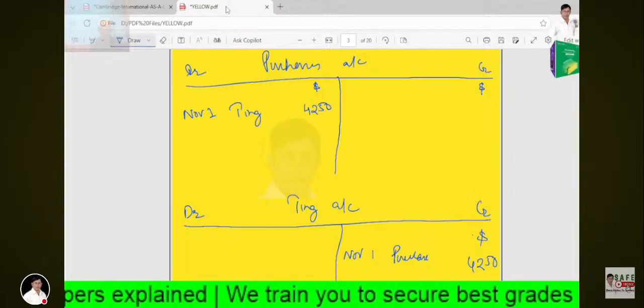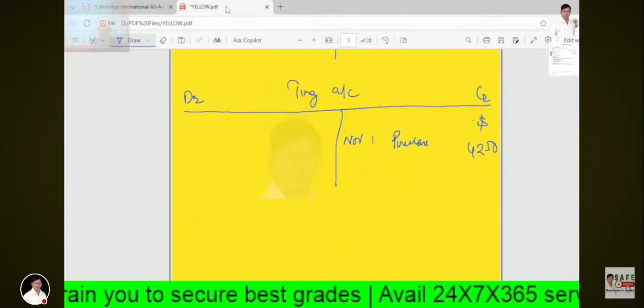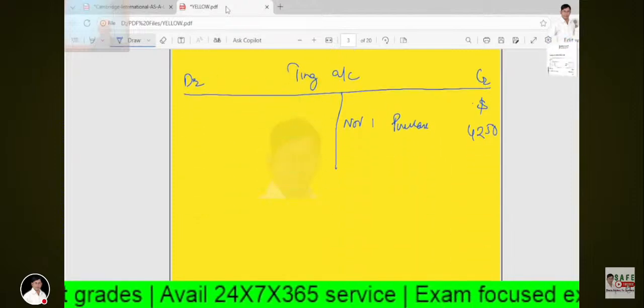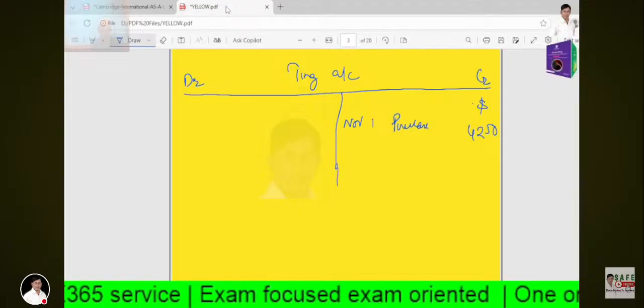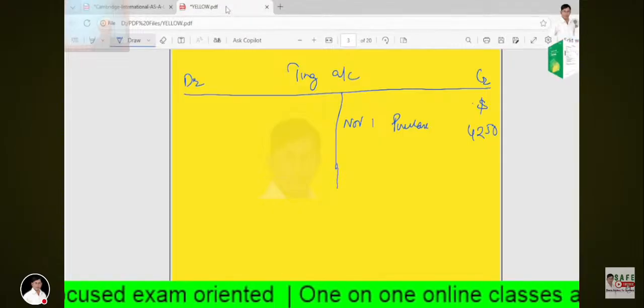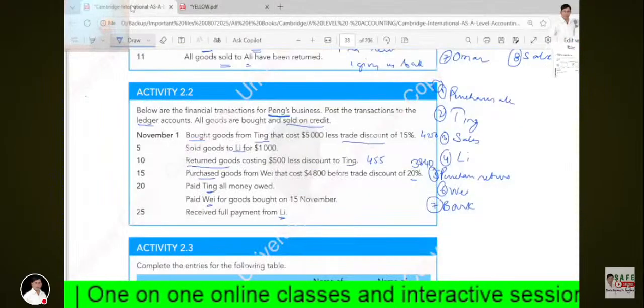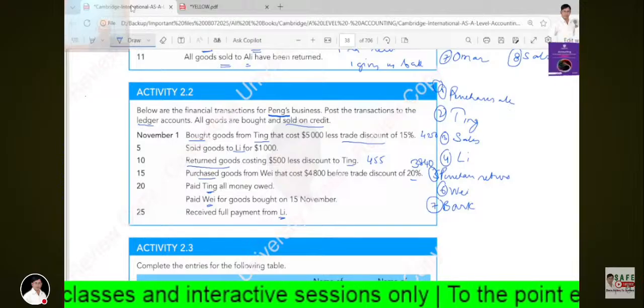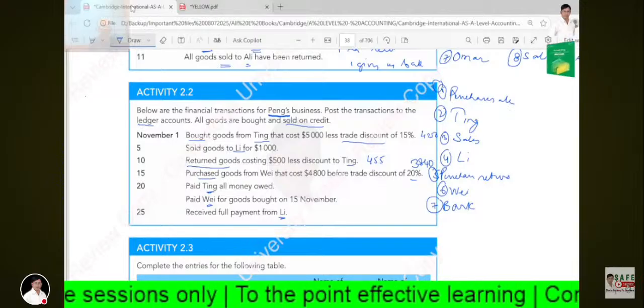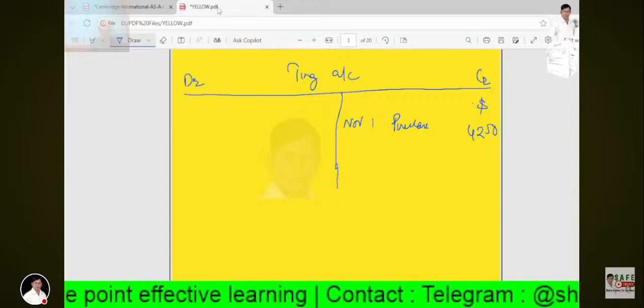So next. Sold goods to Lee for 1,000. Sold goods to Lee: sales and Lee. Sales account.